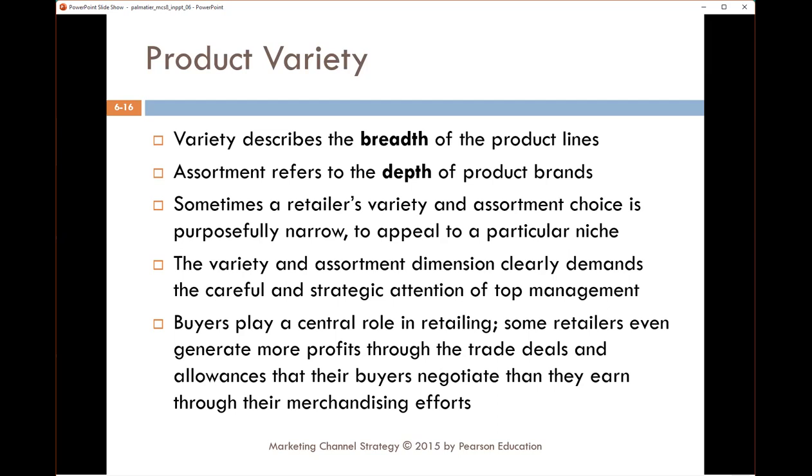Okay. So product variety we've gone through before. It's the breadth of the different lines. If we're talking companies, we're talking mustards, relishes and everything that comes under that line. And then the depth is how many unique and different permutations of that.